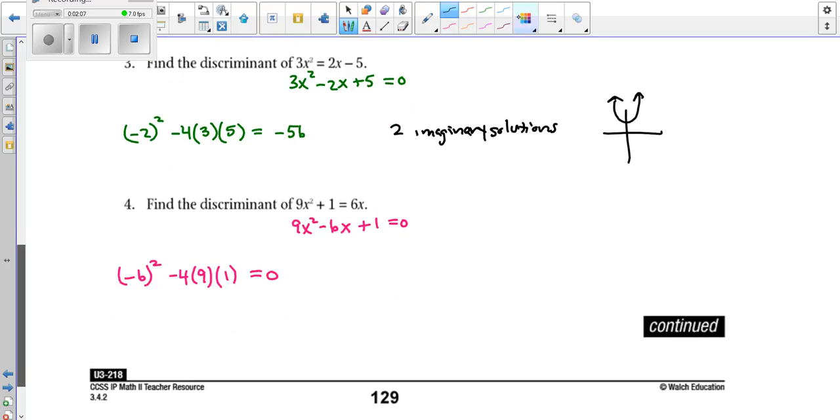And number 4, your discriminant is 0. Remember, because you're taking the square root of 0, plus or minus is the same thing. So that means you're going to have 1 real solution. When you graph your function, that means your vertex lies on the x-axis. This function opens up, so it might look something like this.